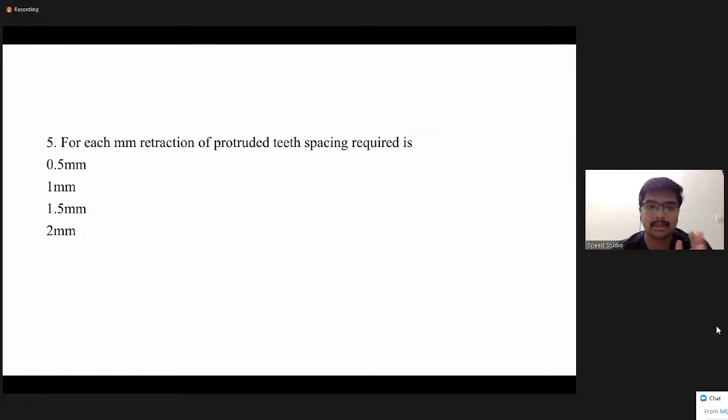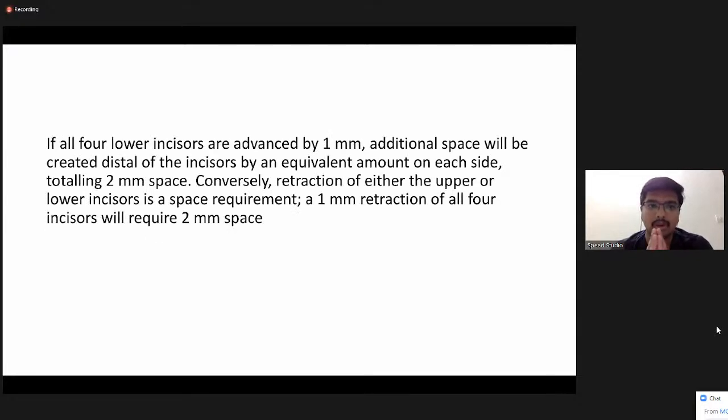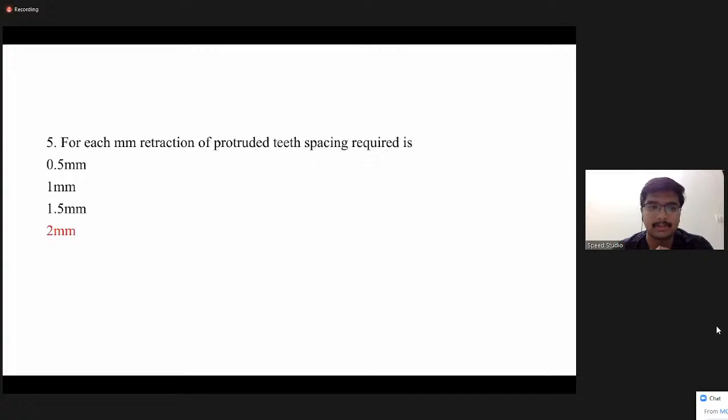For each millimeter of retraction of protruded teeth, spacing required will be 0.5 mm, 1 millimeter, 1.5 mm, or 2 millimeter. The answer will be 2 millimeter. If all the 4 lower incisors are advanced by 1 millimeter, additional space will be created distal to the incisors by an equivalent amount on each side, totaling 2 millimeters of space. Conversely, retraction of either the upper or the lower incisors is a space requirement. A 1 millimeter retraction of all the 4 incisors will require 2 millimeters of space. So the answer will be 2 millimeter.